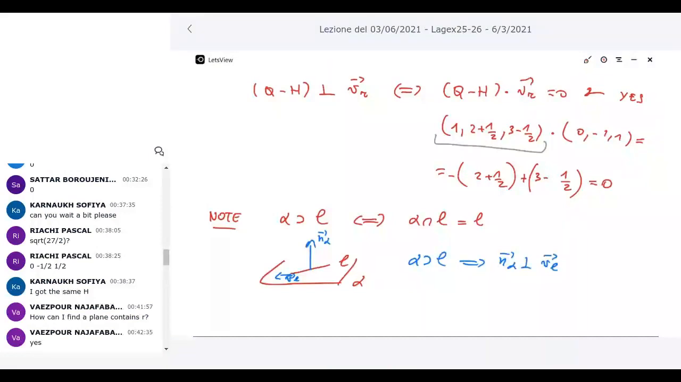So what you do is you just solve the system by intersecting. You have to find infinitely many solutions, or if you prefer, you look at the direction vector and the normal vector. If they are not orthogonal, the line is not in the plane. If they are orthogonal, then the line is inside the plane.